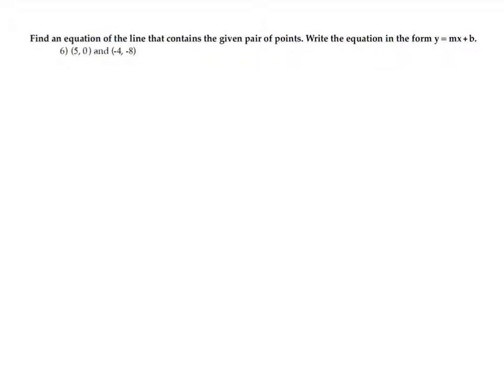All right, next one. Find the equation of the line that contains a given pair of points and write the equation in that form. To get that equation, I need to find out what the slope is, and I need to find out what the y-intercept is. If I have 2 points, I could graph those and then determine the rise over run, or just use this formula.